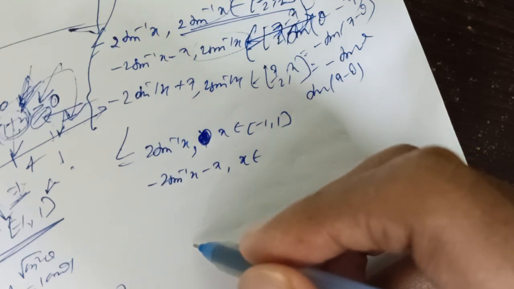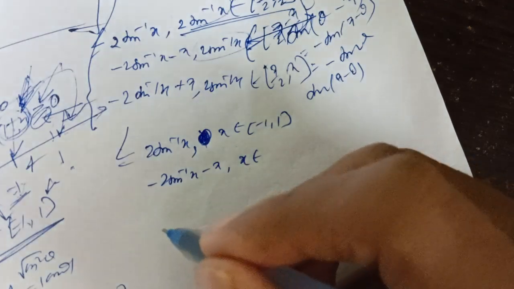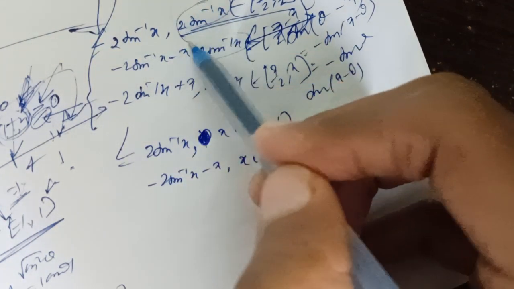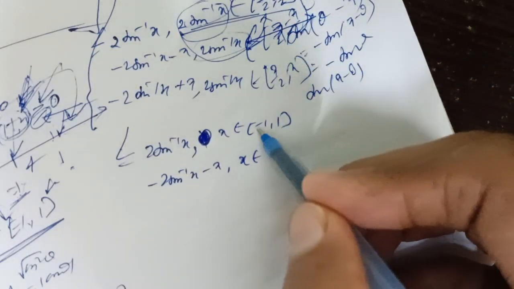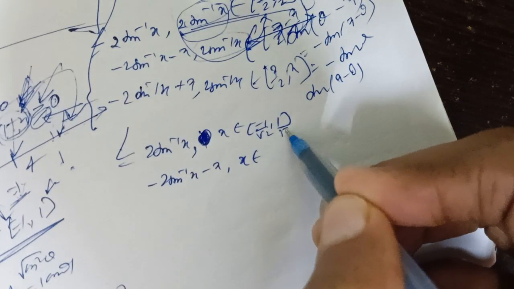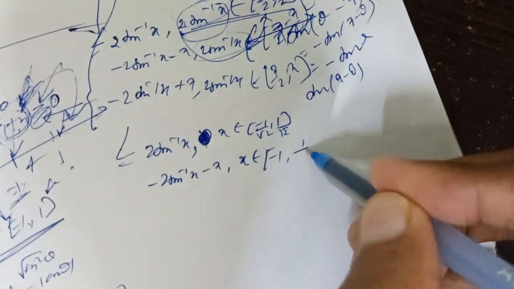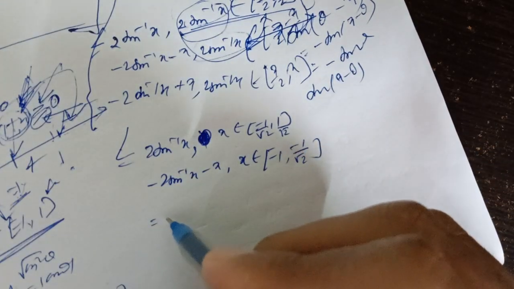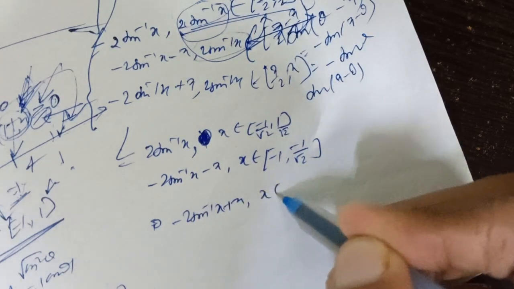Wait a minute. Oh, this is 2 sine inverse x. If we take the 2 here, it is going to be minus pi by 2 to plus pi by 2. This is going to be negative 1 by root 2 and this is going to be positive 1 by root 2. Okay, and this is going to be negative 1 to negative 1 by root 2, and this is going to be this thing.